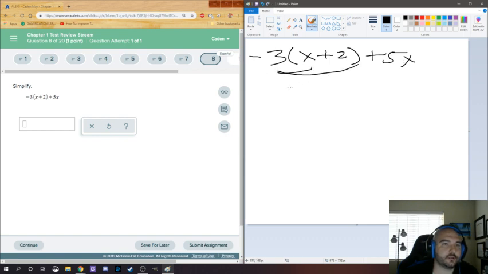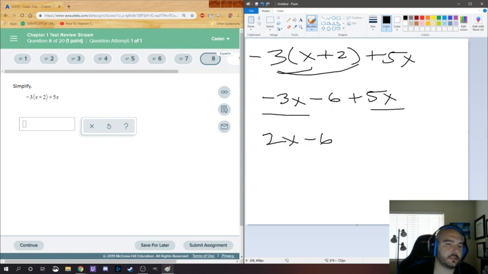Here, I'll write the distribution bar under. I guess it doesn't matter which way I do it. Negative 3x minus 6. Please, negative 3 times 2 is negative 6. Plus 5x. All right, and when you add the like terms together, 5x minus 3x. Oops, I guess I should write what it equals. I was about to write it together, which you don't have to do. 2x minus 6. And there you go, 2x minus 6.